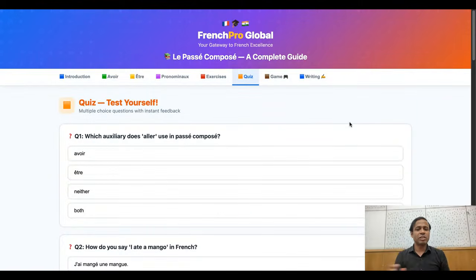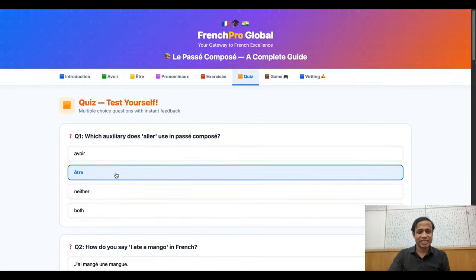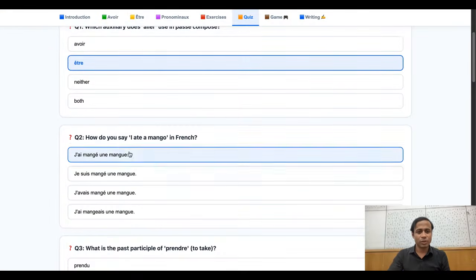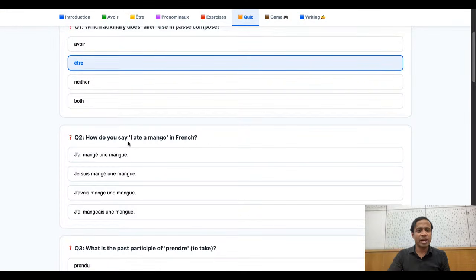Okay, now we can have some quiz. Which auxiliary does the verb aller use in passé composé? You have 4 options. Please answer. Which auxiliary does aller use in passé composé? Être. Okay, I will click. Now, how do you say I ate a mango in French? Please choose one answer. Yes, your answer, please.